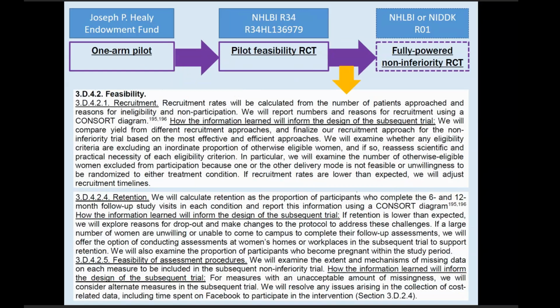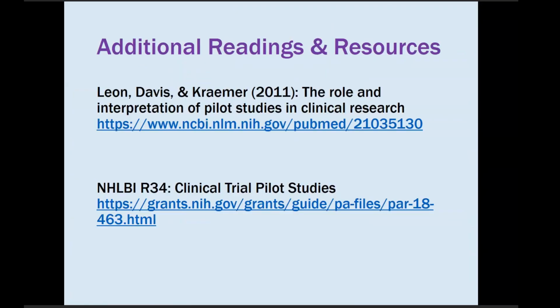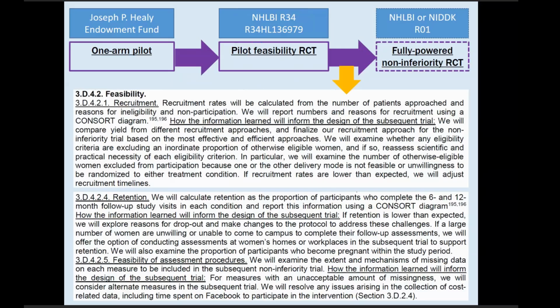So this is an example of taking a bunch of work that we had done, getting a very small seed grant to do a one-arm pilot, which then supported a pilot feasibility RCT through an R34, the next step of which is more planning to apply for an R01 with a fully powered non-inferiority RCT. And I'll make one point about that. The one-arm pilot, which was the $6,000, was really like chapter 4 or 5 in a book that had already been going.